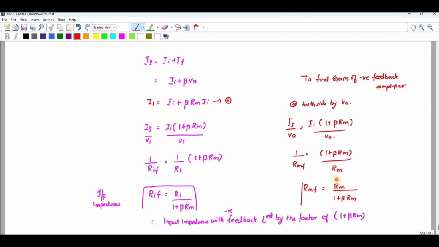So this is about your gain with feedback. So you can see again the gain is reduced by the factor of 1 plus beta Rm. Okay. So if I apply a negative feedback, the gain gets reduced by the factor of 1 plus beta Rm.